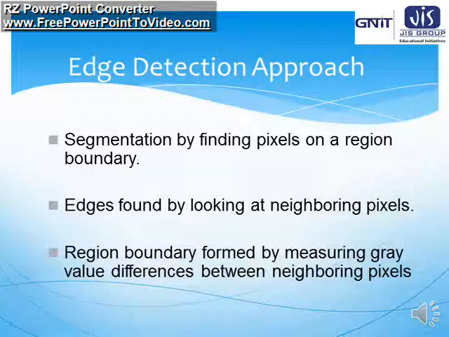Now this is the edge detection approach. Segmentation by finding pixels on a region boundary. Edges are found by looking at neighboring pixels. Then the region boundary is formed by measuring the gray value difference between neighboring pixels. So these are 3 points which describe the edge detection approaches.